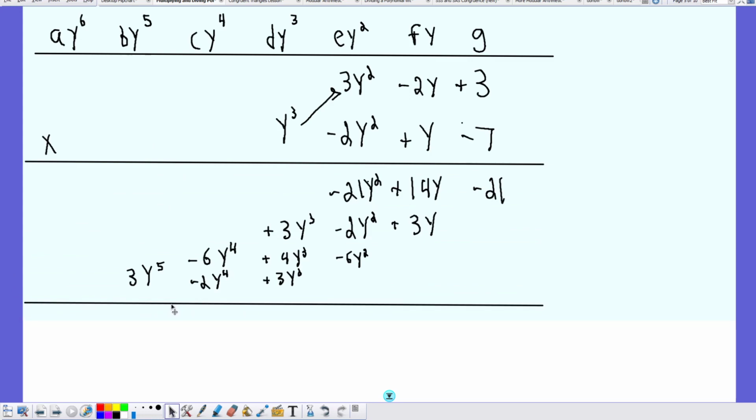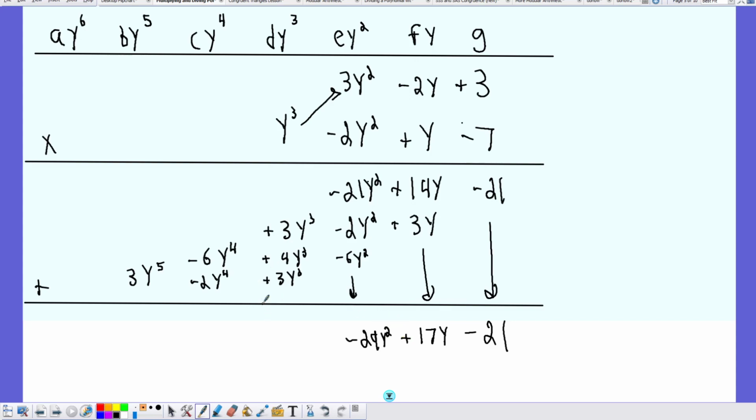So my next step, we could think of it as combining like terms, or I'm going to add all my values together. So my only constant is negative 21. That's just going to drop right down there, negative 21. Then I have 14y plus 3y, which becomes a 17y. Then I have negative 21 minus 2 minus 6y squared, becoming a negative 29y squared. And I should remember to keep the plus because it's positive 17.